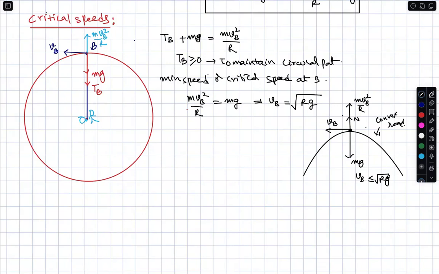Tension never becomes 0, it tends to 0. So I will never allow more. Here the minimum required is root RG. Greater than root RG, no issues. If less than root RG, there is a problem. It will not sustain there. A minimum of root RG is required. You may ask me, how do you know? Substitute root RG now, TB is 0. If it is greater than root RG, TB is greater than 0.